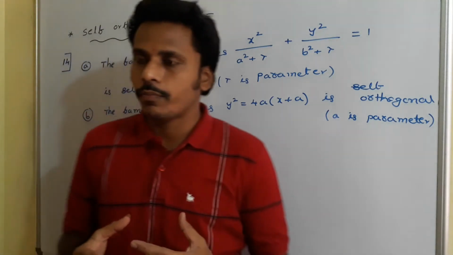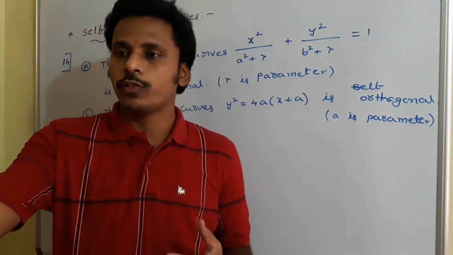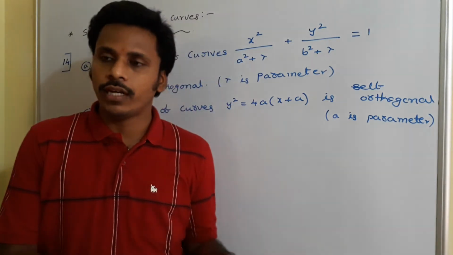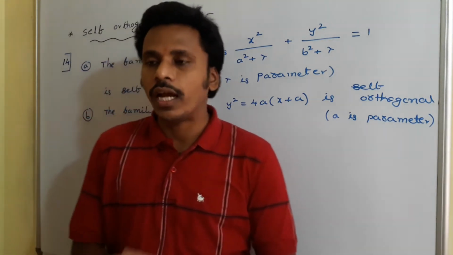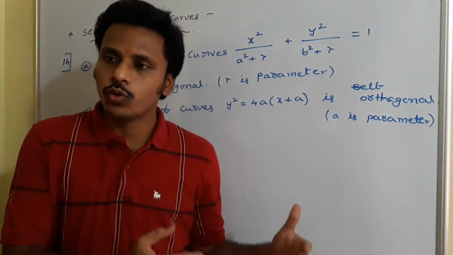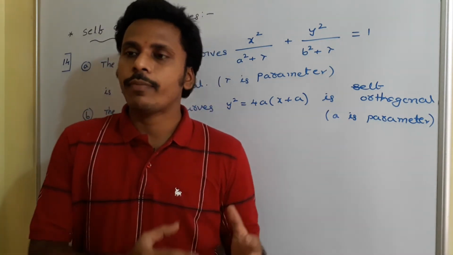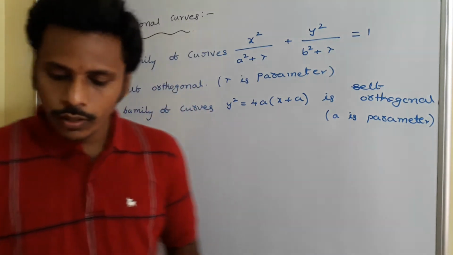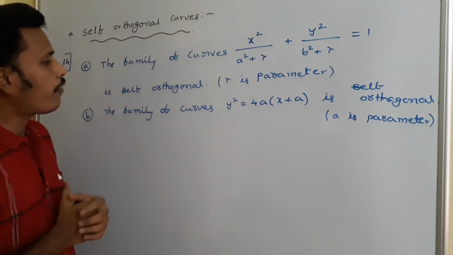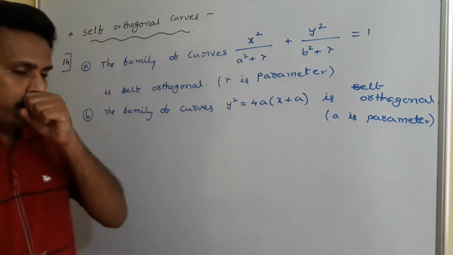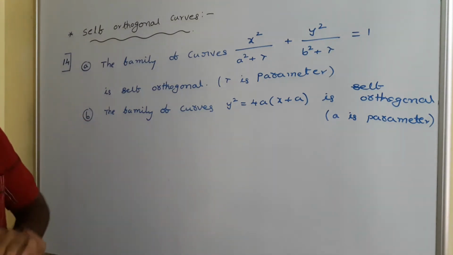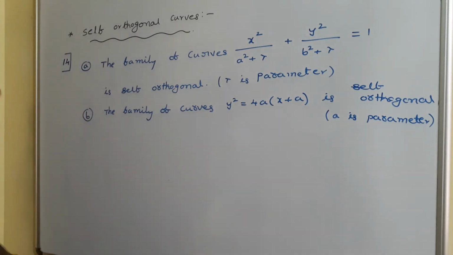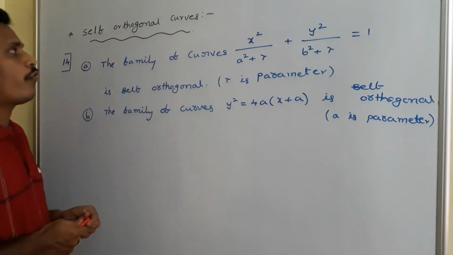We discuss different problems related to the tangents and normals for different curves, slopes, equations, and then the angle between the curves. From there, touching curves and then orthogonal curves. In the last two classes, we did different problems related to the orthogonality of curves, and now I am going to discuss self-orthogonal curves, and in another way, usually we say self-orthogonal family of curves.